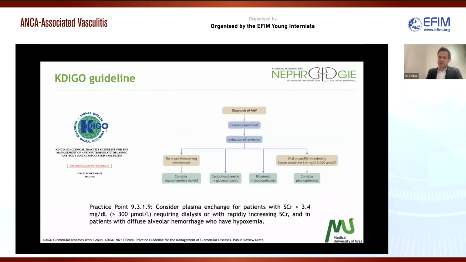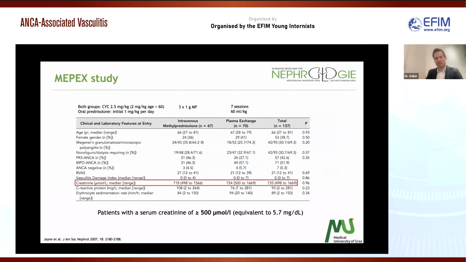And to understand these recommendations, I think it's important to talk about the two most important randomized controlled trials performed using plasma exchange. These two trials were the MEPEX trial and the PEXIVAS trial, as I showed you earlier in the timeline figure. So what is the MEPEX study? The MEPEX study was performed in the early 2000s and was published in 2007 in JASN, the Journal of the American Society of Nephrology. The study involved 137 patients with severe kidney involvement. Here you can see that all of these patients involved in this study had a serum creatinine over 500 micromole per liter.